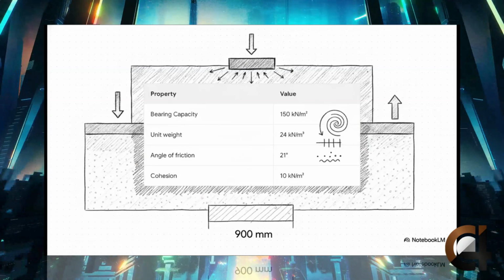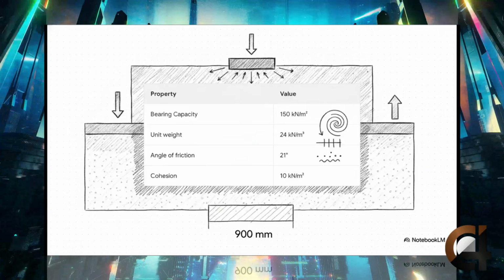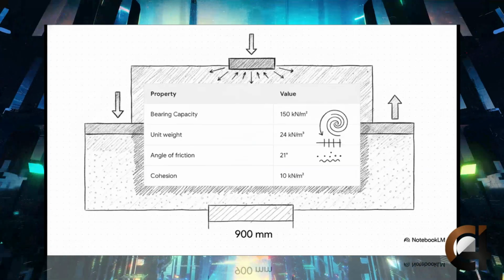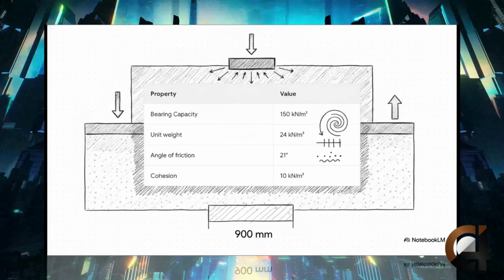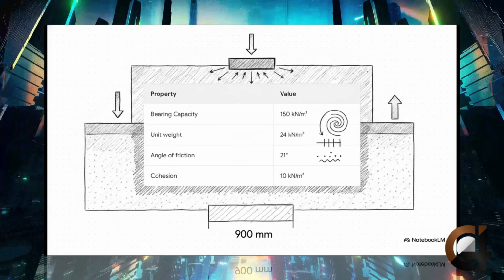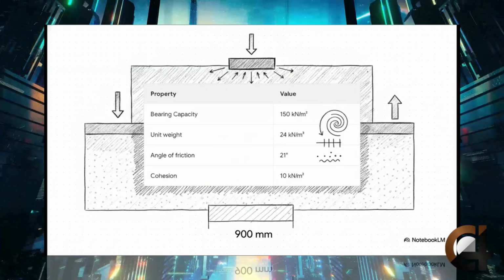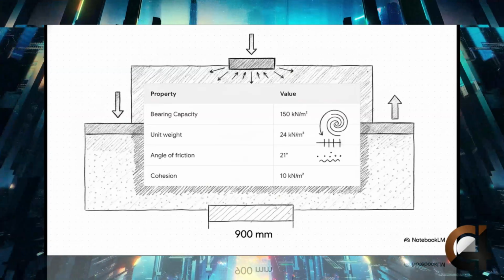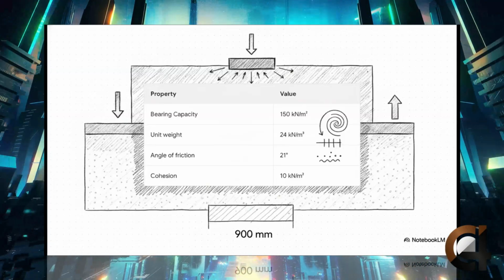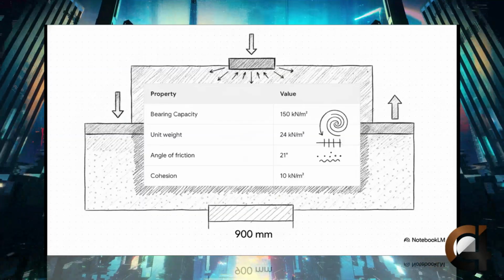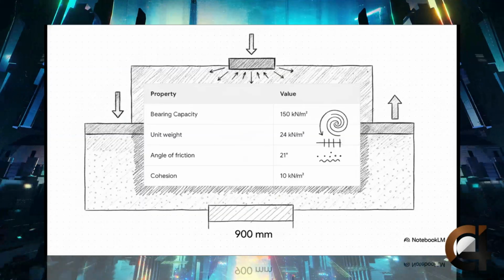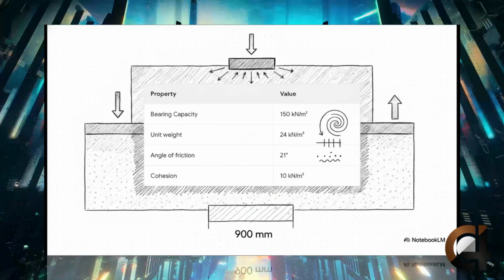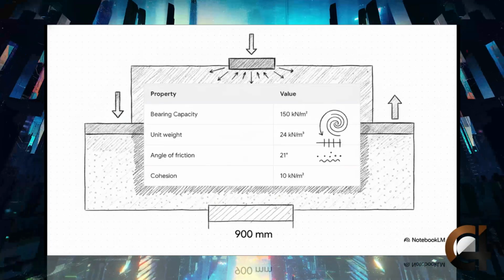Why does the pad need to be exactly 900 by 900 millimeters? Well, look at the foundation design data table from the bottom right. This is the invisible geological math dictating the entire design. It shows an allowable soil-bearing capacity of 150 kilonewtons per square meter, an angle of internal friction of 21 degrees, and cohesion at 10 kilonewtons per square meter. The engineers use these exact site-specific soil properties to calculate just how wide that base needs to be to prevent any sinking.